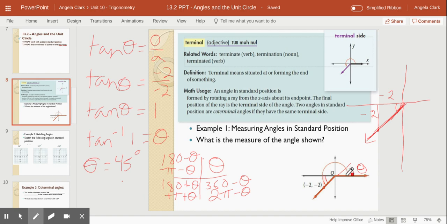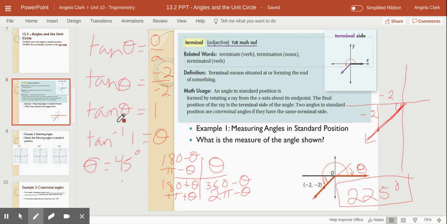But that's not my final answer. My final answer is, what is this whole thing? Well, I'm in quadrant 3, so I have to do 180 plus theta. So 180 plus 45 degrees, which is, what, 125 degrees? Pretty sure it's 125. Not 100, 225 degrees. Yeah. So this whole angle is 225 degrees. That's my answer.